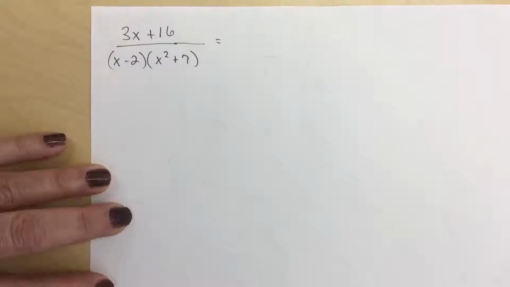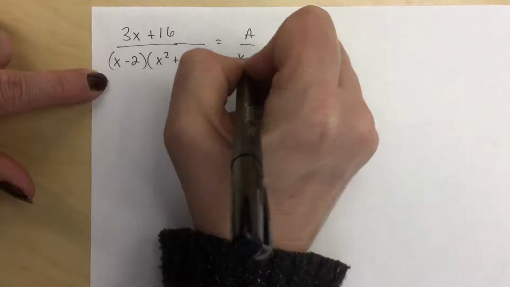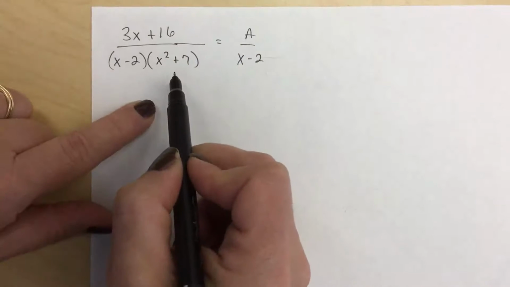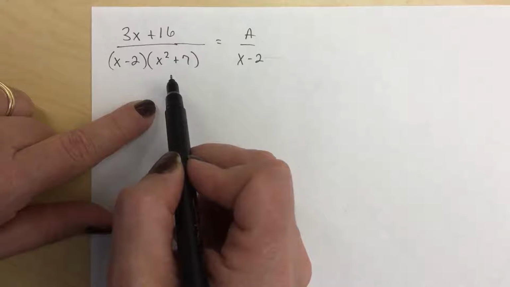Okay, so when you have something like this, you're going to have an a over x minus 2. But we have an x squared inside our parentheses. This isn't x plus 7 squared. It's x squared plus 7.